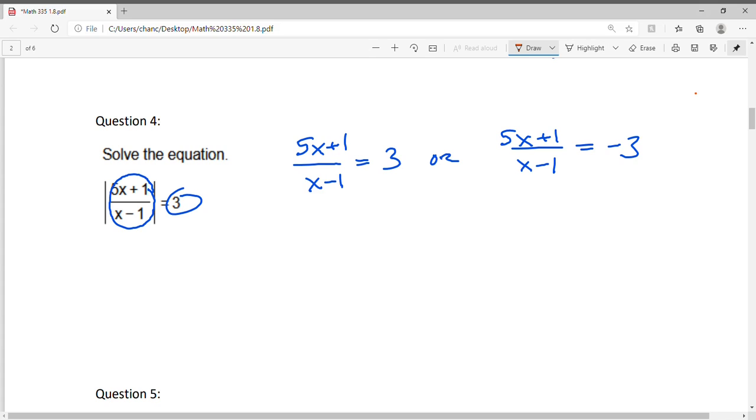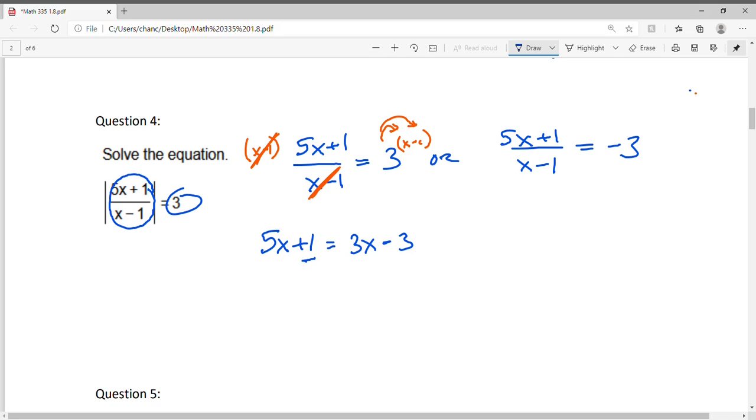For the first scenario, let's multiply both sides by x minus 1. And that will reduce the x minus 1's here. And then I will have to distribute the 3. This simplifies to 5x plus 1 equals 3x minus 3. Again, that's from distribution here. And now we could solve for x.